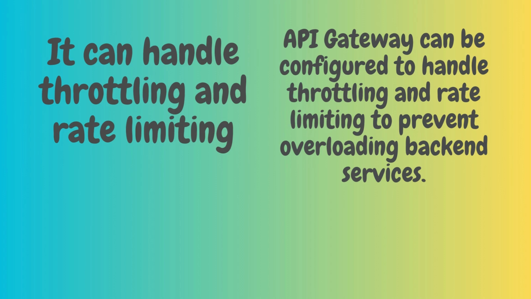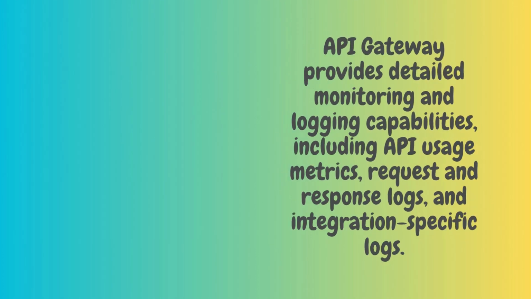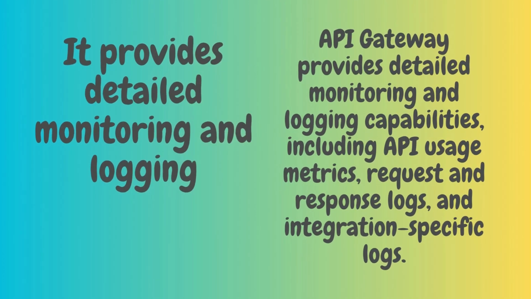API Gateway can be configured to handle throttling and rate limiting to prevent overloading of the backend services. So if someone is doing a DDoS attack, you can easily stop it, or you can configure it so that only a certain amount of traffic goes to the backend servers. It provides detailed monitoring and logging, including API usage metrics, request and response logs, and integration with other specific logs.